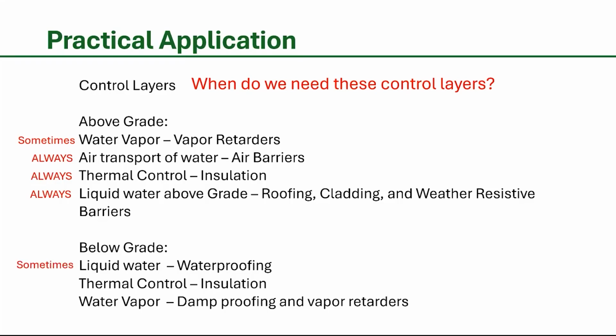Below grade, sometimes you're going to need waterproofing. You don't always need waterproofing, but you're always going to need thermal control insulation to prevent condensation on the inside of the building. And you're always going to need some sort of water vapor control. That is because, like I said, when you dig down to 55 degrees, you're always going to have 100% relative humidity. You always have a vapor drive coming from the ground. And that's also why ACI now requires the use of vapor retarders sub-slab.